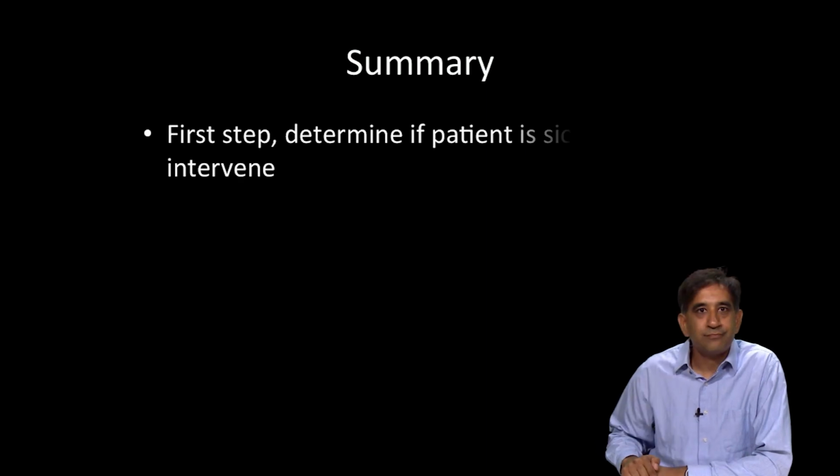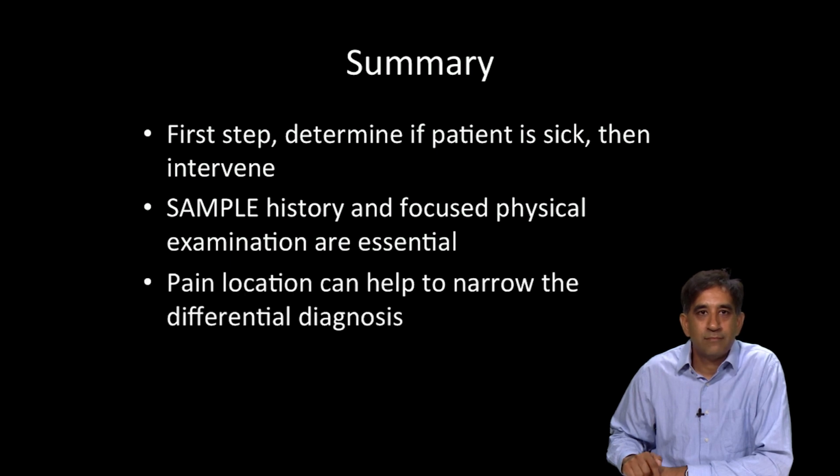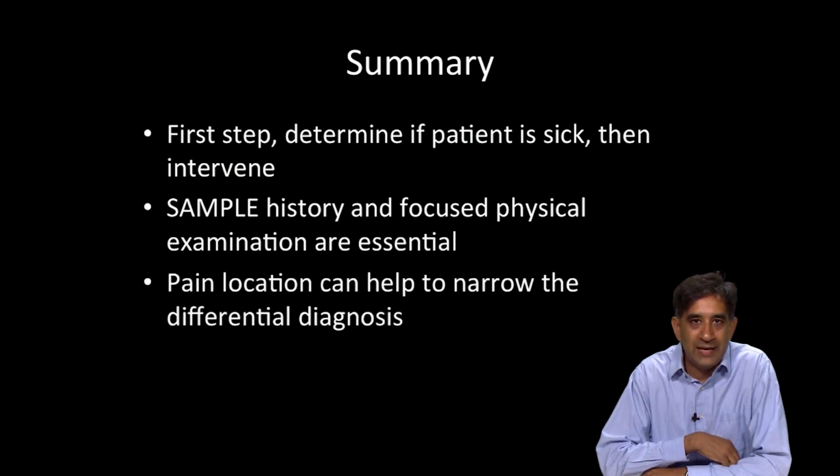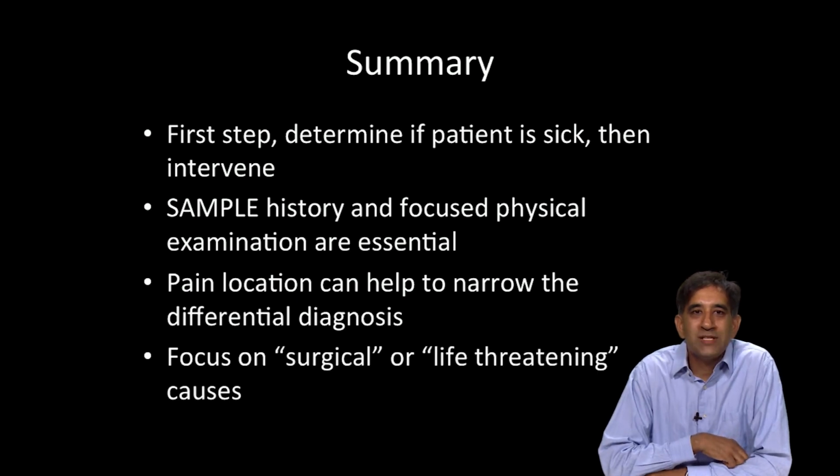In summary, the first step in the evaluation of a patient with abdominal pain is to determine if the patient is sick, and if they are, to intervene. The next step is to get a sample history and perform a directed or focused physical exam, remembering to examine the abdomen, the back, do a pelvic or GU exam, and do a rectal exam. Keep in mind that the location of the patient's pain can help to narrow the differential diagnosis. And it's always important to focus on surgical or life-threatening causes of abdominal pain in any patient that presents with abdominal pain. Thank you very much.